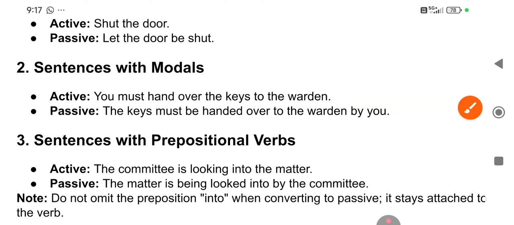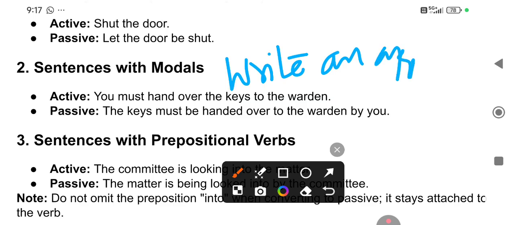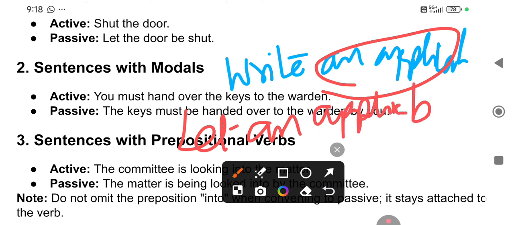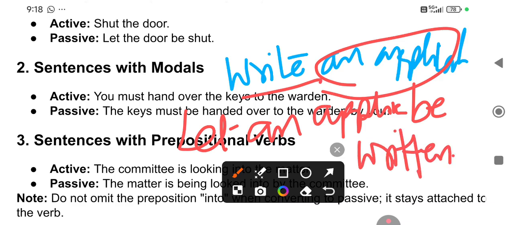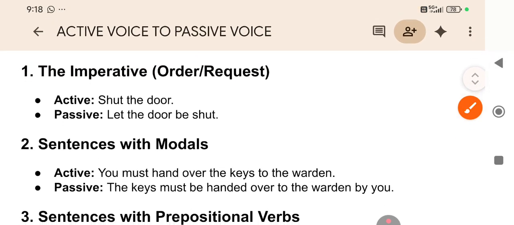Or another example I'm telling you: write an application. Here the passive voice will be let an application be, and the third form of write is written. Let an application be written. This way changes occur in an imperative sentence.